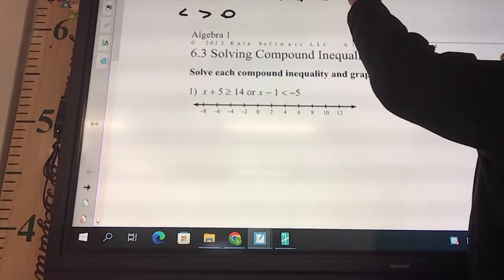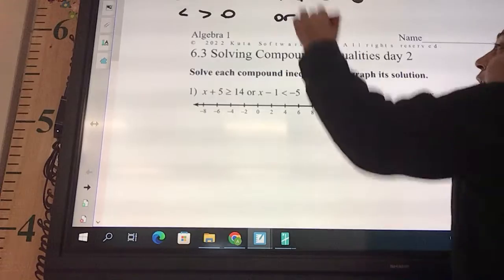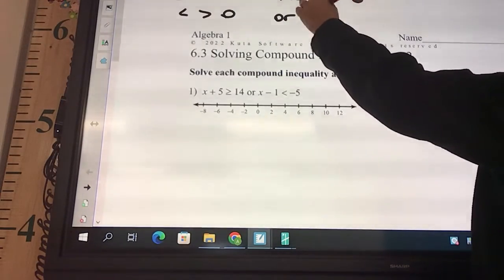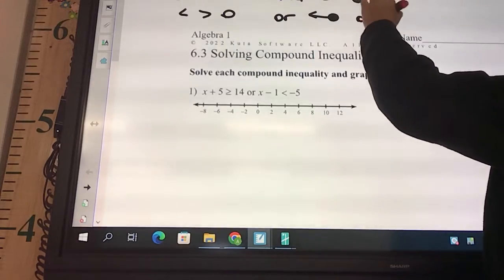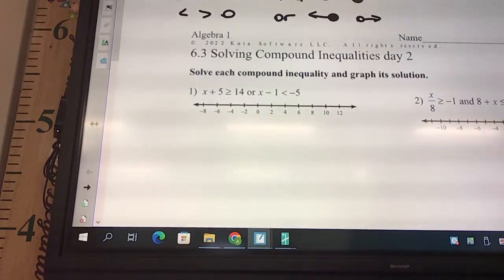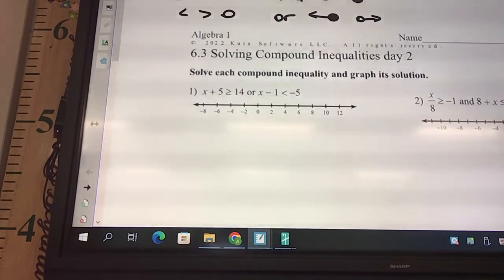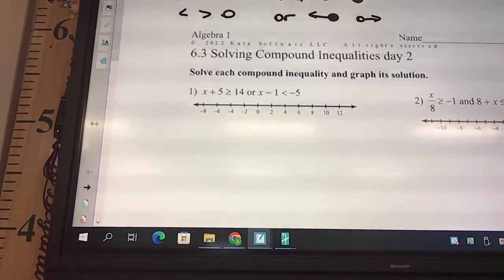So it might be something like this. Okay, and then an "or" is going to look like what? Out. Pointed out. Okay, so it might be something like this. And the dots might be open or closed. And then last but not least, when do we flip the sign? When we multiply or divide by a negative.